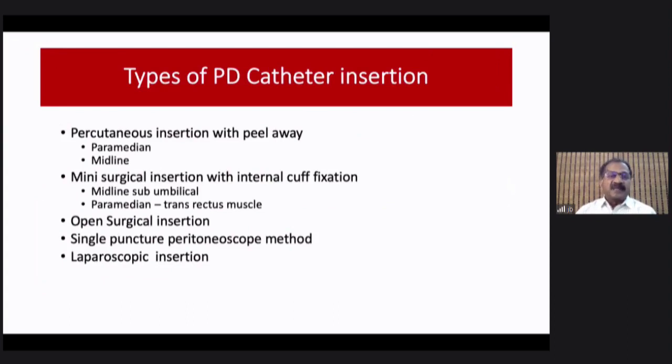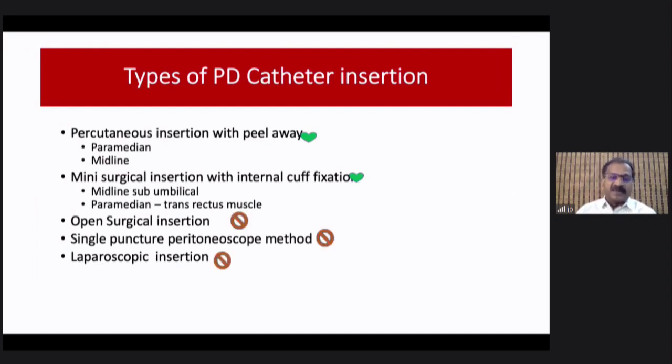And coming to PD catheter insertion, this is the list of the usual insertion techniques we have: percutaneous insertion, mini surgical insertion with internal cuff fixation, open surgical insertion, single puncture peritoneoscope method, and laparoscopic insertion. But for a situation like today's discussion, I think only these two are relevant: percutaneous insertion with PLV catheter, or a mini surgical insertion, which can be done at the bedside, even outside the theater.